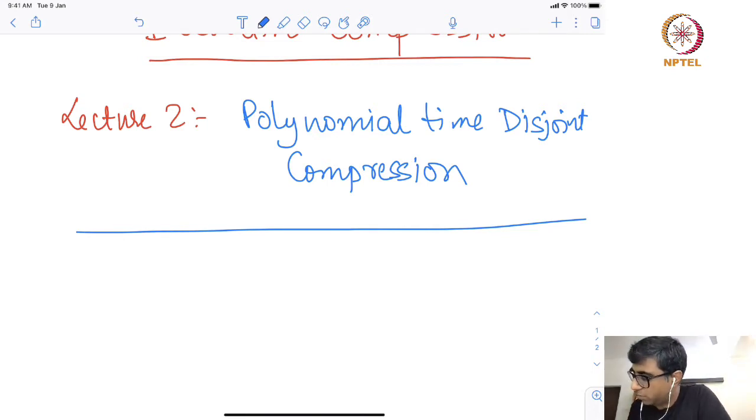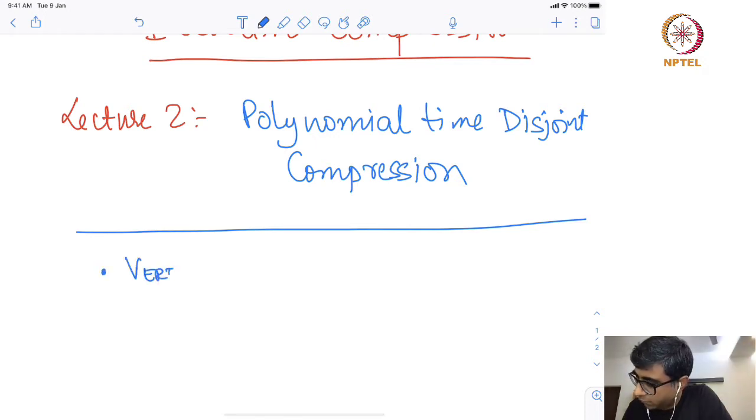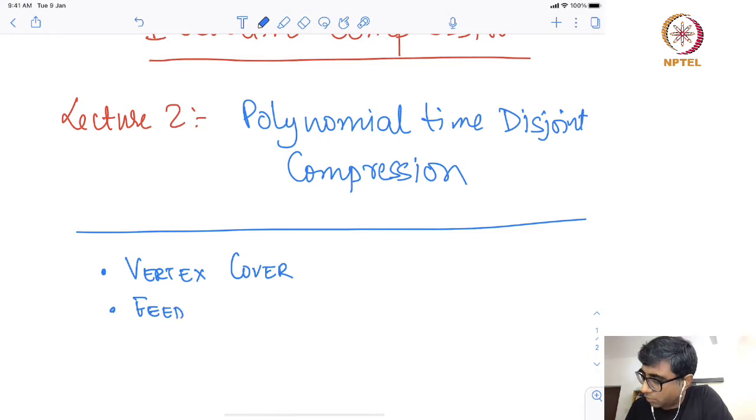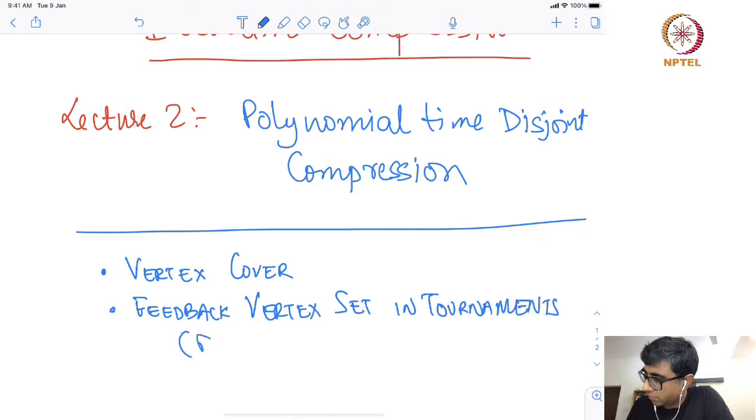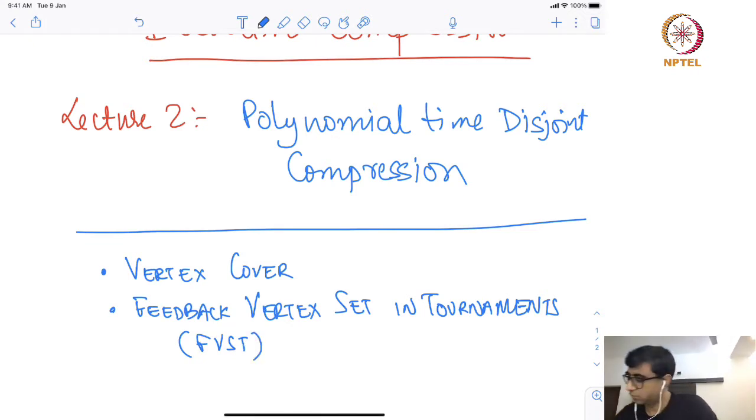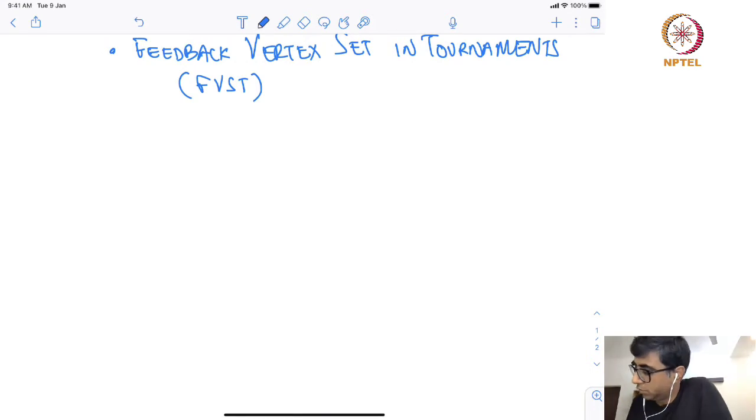So, the two examples which will constitute today's lecture are the example of vertex cover, and then we will look at what is called feedback vertex set in tournaments. Now, this will be called FVST. Okay. So, first let us look at vertex cover. So, what is a disjoint compression problem for this?